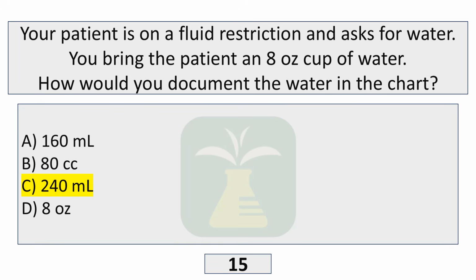The correct way to document 8 ounces of water is 240 milliliters. To get this number, you would multiply 8 by 30 to get 240 milliliters. 1 ounce equals 30 milliliters.